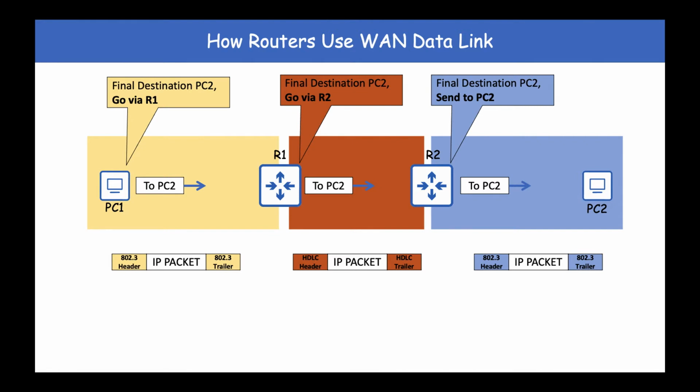So a point to note here is that the layer 2 frame that traverses through the network is not the same. At every hop and every stage that it traverses, the layer 2 frame is discarded and a fresh layer 2 frame is added and sent across, whether it be the 802.3 header or trailer, which is the Ethernet frame, or the HDLC header or trailer, which is the HDLC frame.